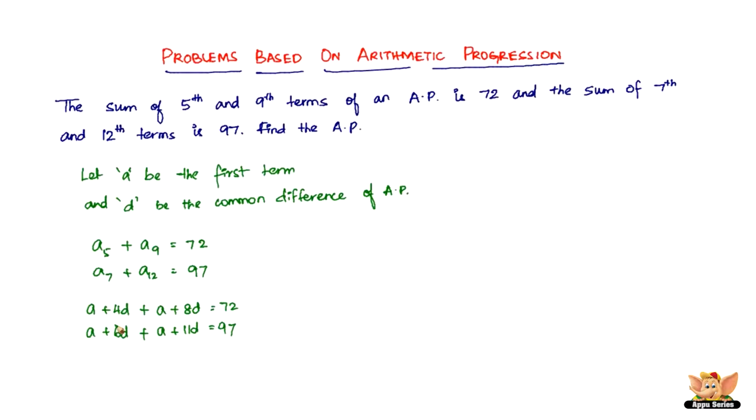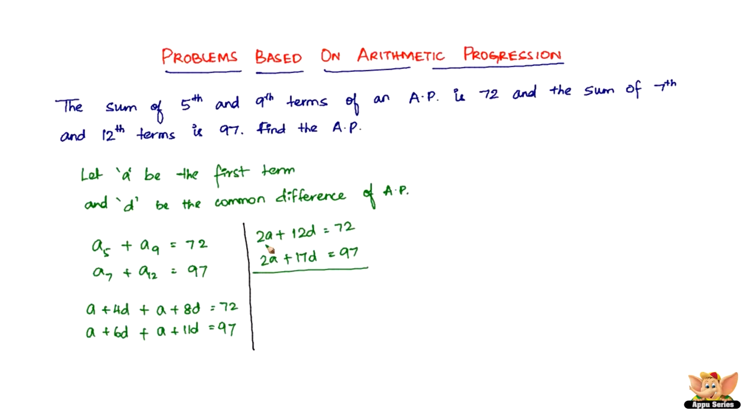So now, on simplification, you get 2A plus 4D plus 8D, which is 12D, equals 72. And then you have A plus A, which is 2A again, and 6D plus 11D, that is 17D, equals 97, right? So this is almost like a simultaneous equation. All that you have to do is just solve them and find A and D, as simple as that. So now let us do it.